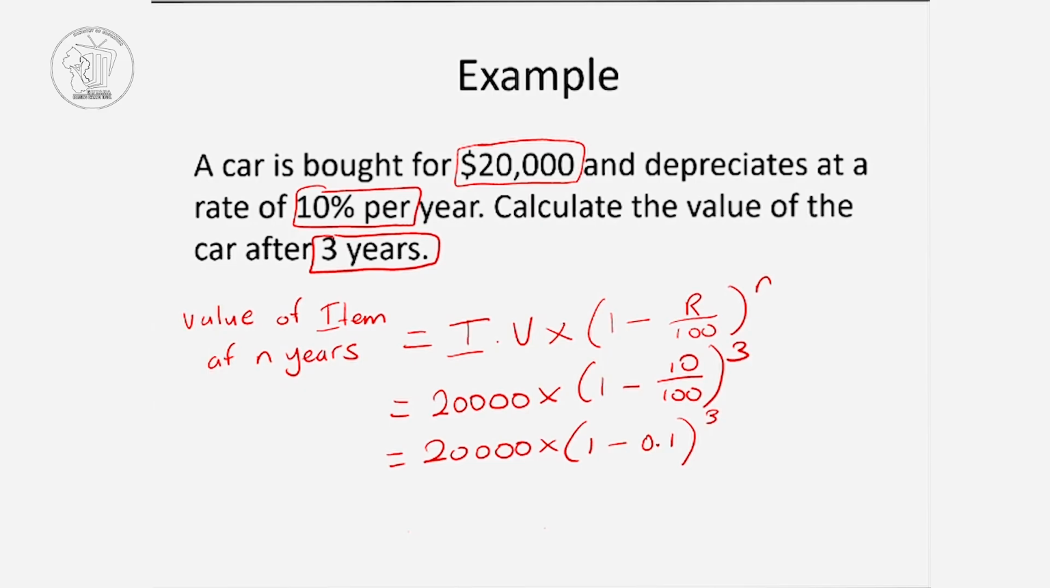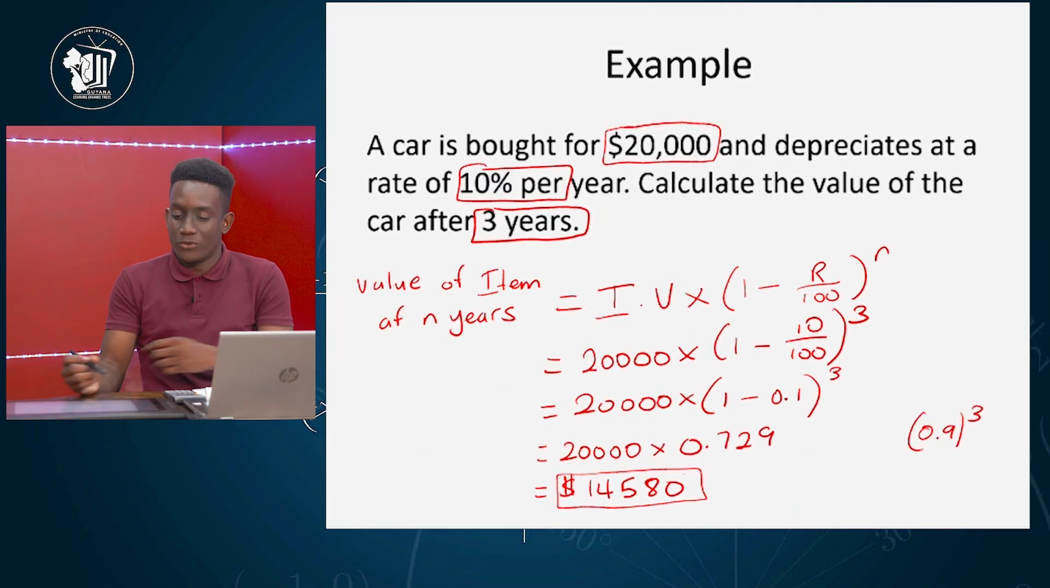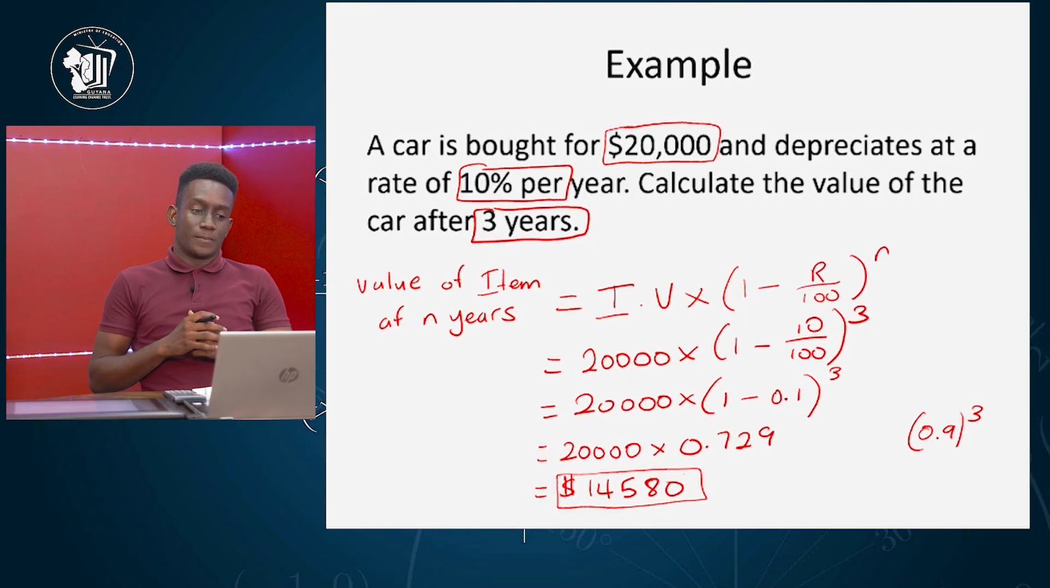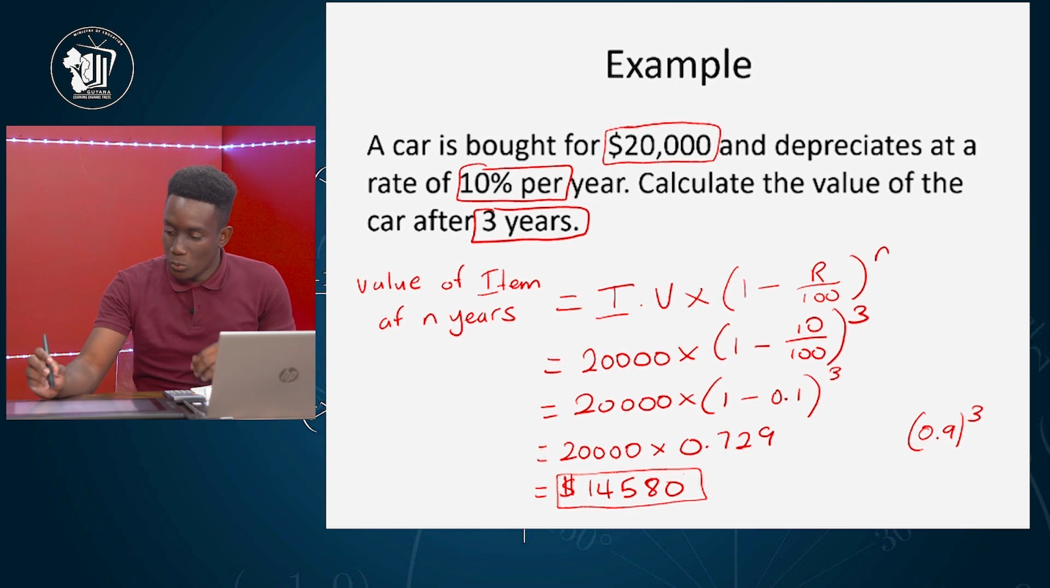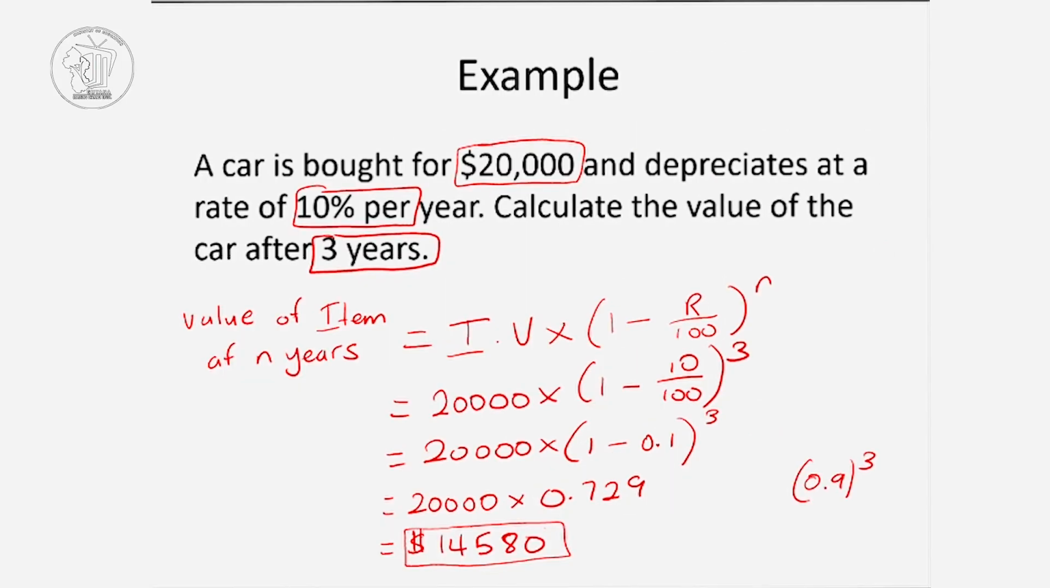When we work out this bracket, we will get 0.9. And if we raise 0.9 to the third power, that would give me 0.729. So this will now be 20,000 multiplied by 0.729. And this will work out and give me $14,580. And that would be the value of the car after 3 years of depreciation. So it's just for us to work out the formula. You want to work out everything that is going on in the bracket for the formula, and then when you finish working out what is going on in the bracket, you raise that to the power, and then you multiply that by the original value, and that would give you the answer.